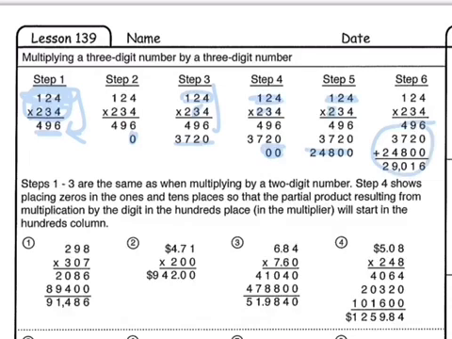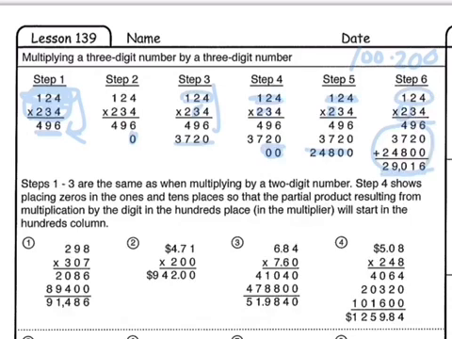Now let's think about this. Does this make sense? We have 124, let's just call that 100, times 200. Well, 100 times 2 is 200. 100 times 20 then would be 2,000, and 100 times 200 would then be 20,000. The answer is 29,000.